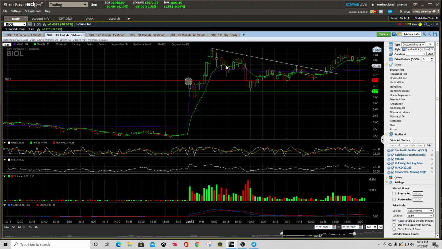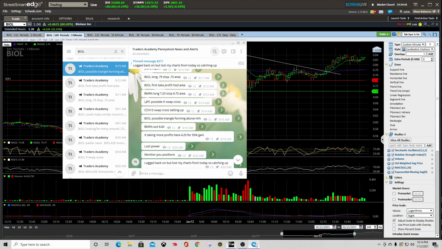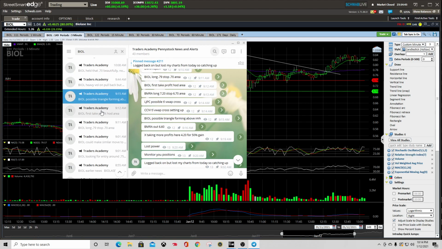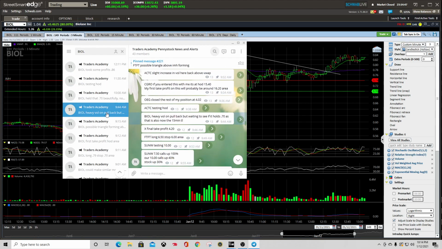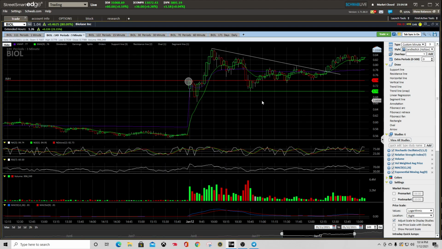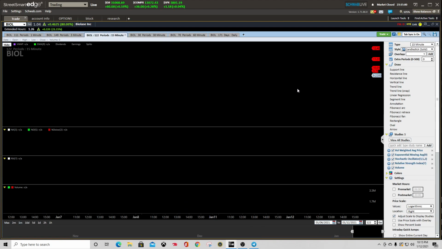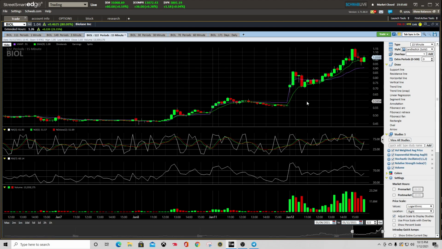So that was right here where I alerted that the triangle was possibly forming above the initial morning high. Now let's continue. BIOL, heavy volume on that pullback, but waiting to see if it holds 0.70, as that is also now the 15-minute trade line here. This was at 10:44 a.m. If we go and look at it, sometimes you have to look at a different time frame.